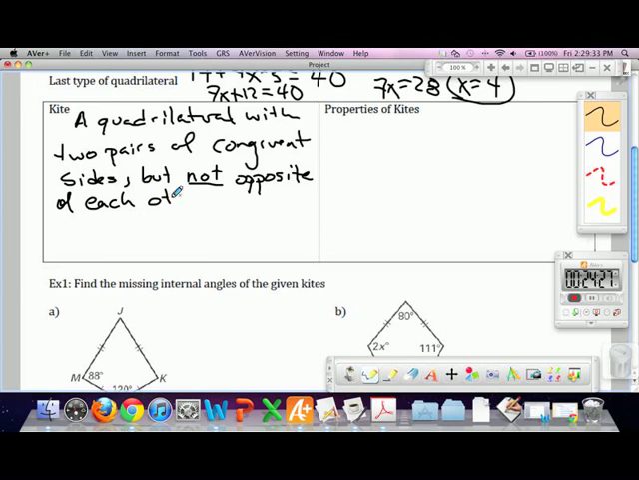It's called a kite because it looks like a classical kite. So an example might be, here's a pair of congruent sides, and there's a pair of congruent sides, but they are not opposite. So this side is not the same length as this one. This one is not the same length as this one. We have 2 pairs of congruent sides, but they're not opposite of each other. They're actually very much adjacent.